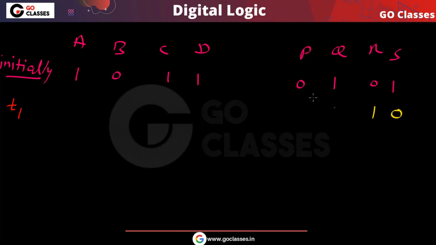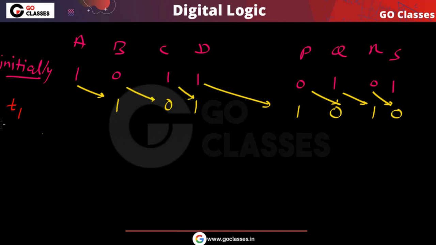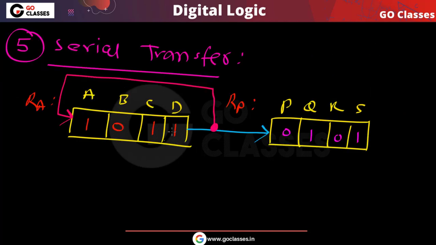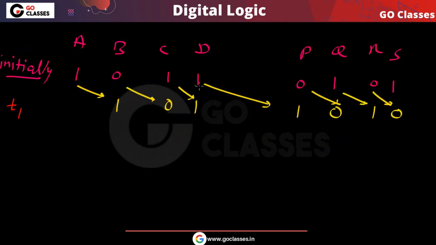So this will be 0. Because you are shifting, this data will be shifted. You can notice this data will be coming here, this data will be coming here, this data will be coming here, and this data you are putting again here. So what we will get? We will get 1 here.